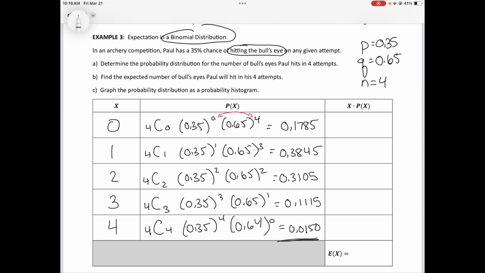Okay, if I were to sit here and actually add up 0.1785 plus 0.3845 plus 0.3105, 0.1115 plus 0.0150, okay, this does add up, here we go, to 1. Okay, so even with the rounding errors, it's actually perfect.